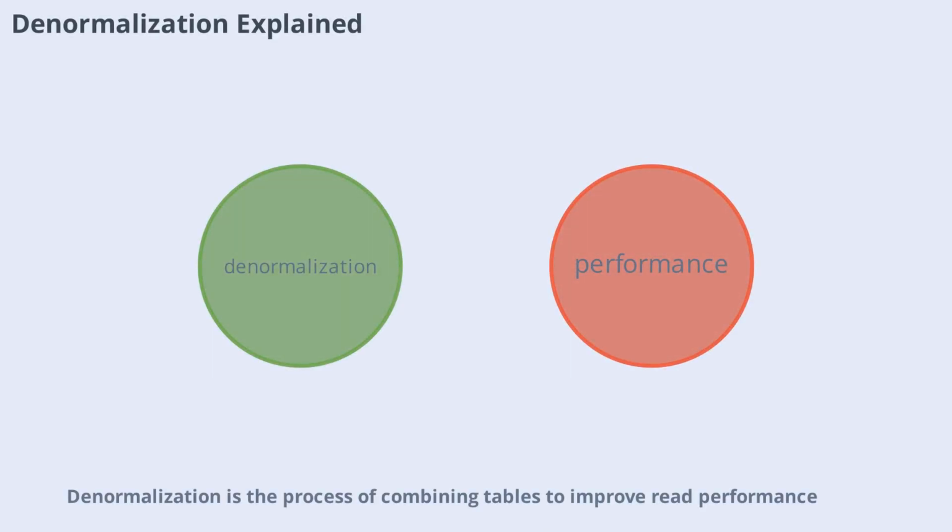Denormalization is the process of combining tables to improve read performance at the cost of some redundancy. It's used in reporting and analytics databases where speed is more important than strict normalization.